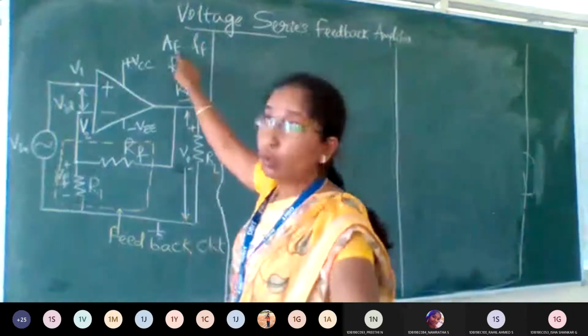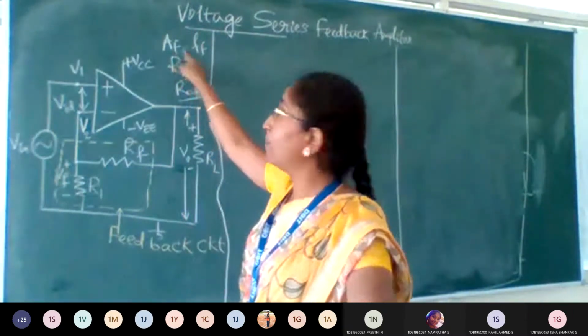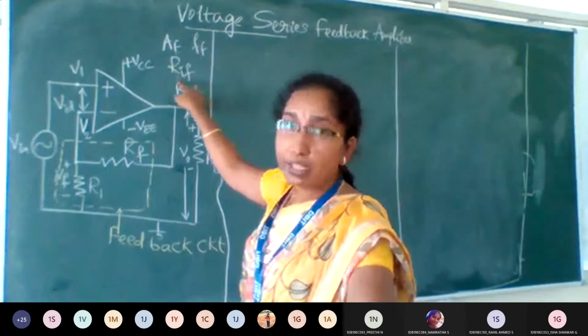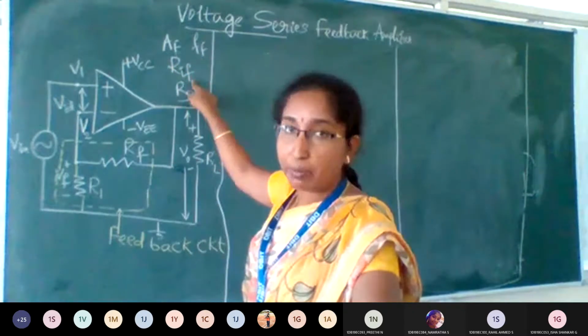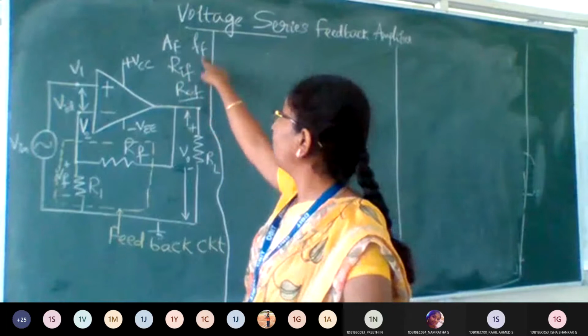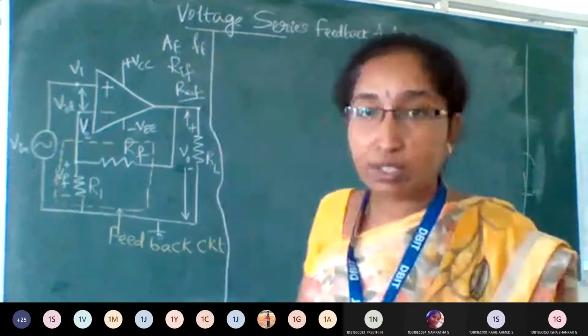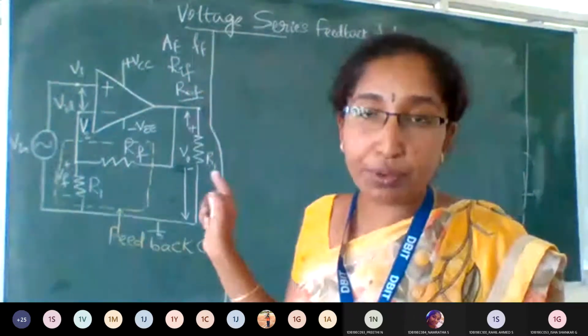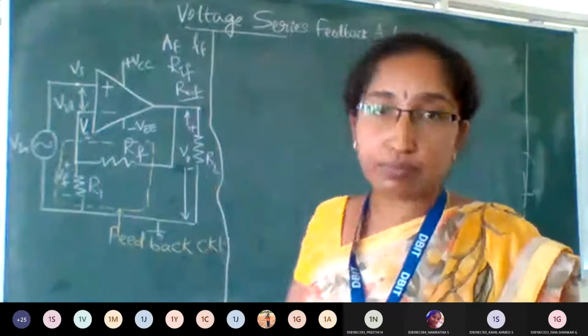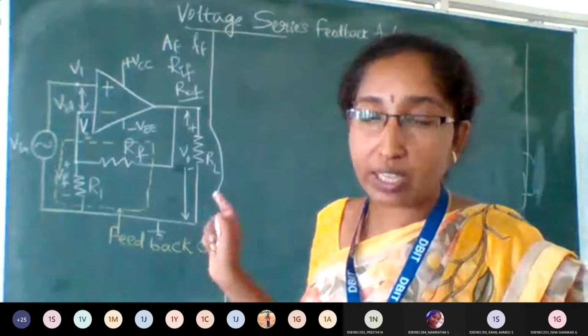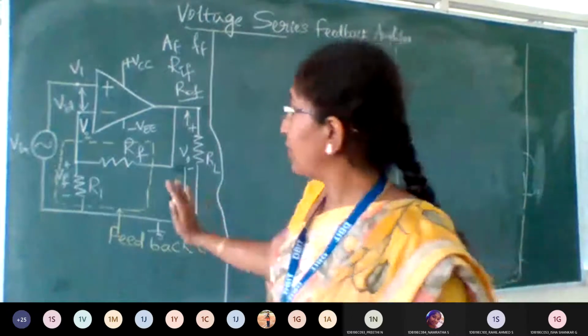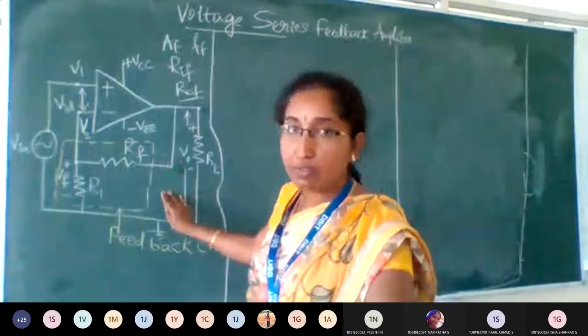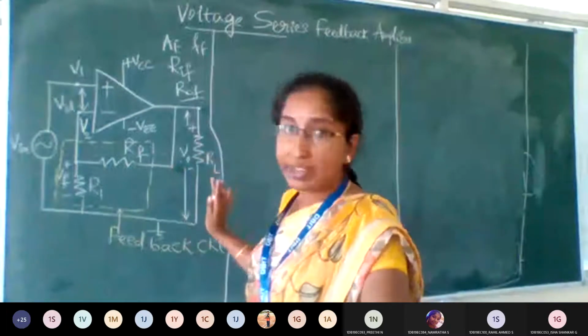AF is the closed loop gain with feedback. RIF is the input impedance or input resistance with feedback, ROF the output resistance with feedback, and FF the bandwidth with feedback. These four derivations have to be done for the circuit. I hope the circuit is clear. It is the same as your non-inverting circuit, the only thing is that a load is added here.